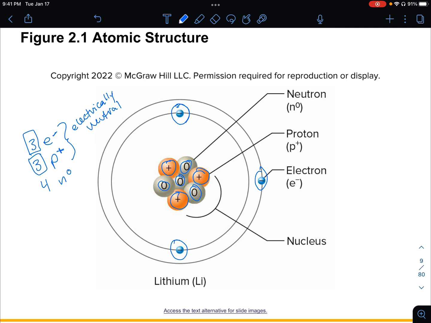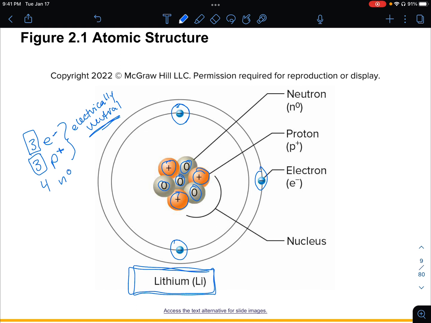And if we look at the number 3, we have 3 electrons, 3 protons, making this electrically neutral, making this an element of the periodic table. And if we look at what has the atomic number of 3, that is going to be lithium here. And our lithium, as we said, is electrically neutral, same number of protons and electrons.